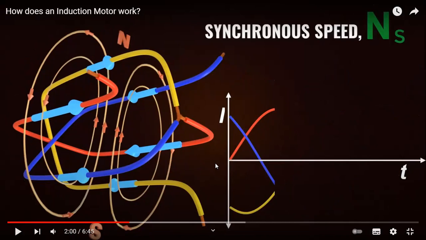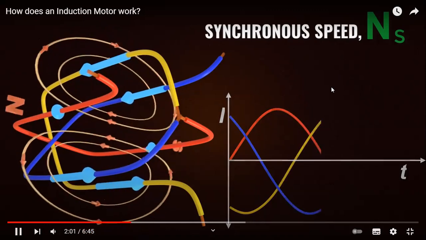There will also be a question: what is the synchronous speed? We call the speed at which the rotating magnetic field moves the synchronous speed, which is represented by Ns. Okay, and there is a particular formula for it.